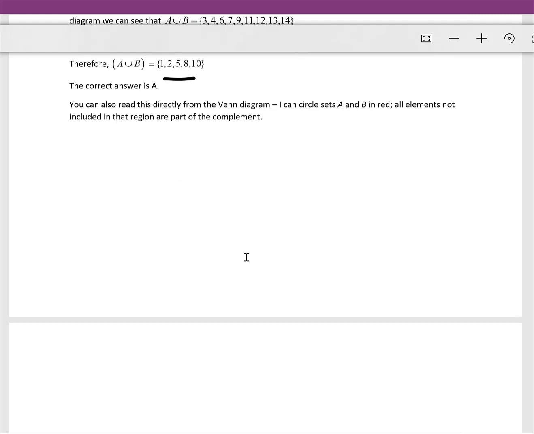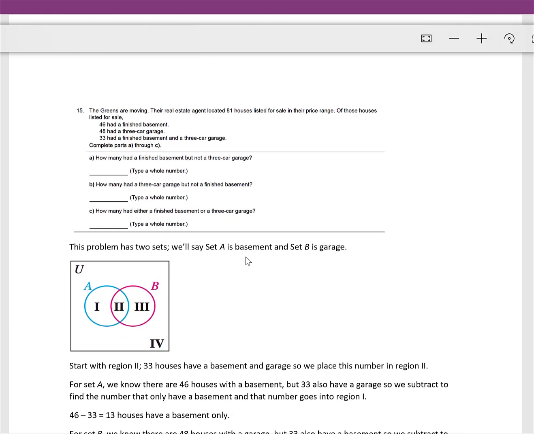And I think I have a detailed solution for the next one. Yeah, I do. This is a Venn diagram problem. The Greens are moving and the real estate agent located 81 houses for sale in their price range. Of the houses for sale, there's a list of information given here, and then we want to answer some questions. So let's take a look at how we work this. We know that there are two sets. Set A is going to be the house has a basement, and set B is going to be has a garage. And here's the general form of my two-set Venn diagram.